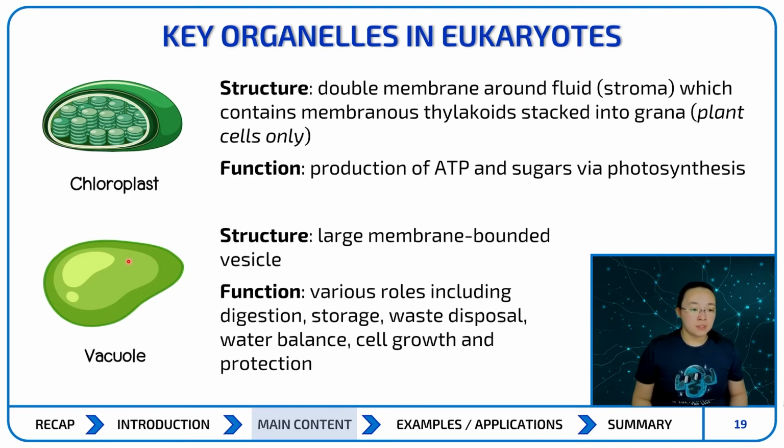With vacuoles, there's a large structure. It's a very large membrane-bound vesicle. In plants, you only have one large central vacuole, but in animal cells, you have many smaller ones. So they serve various purposes. They usually help with digestion, storage, waste disposal, water balance, cell growth, and protection. But in most cases, we just consider it a storage space.